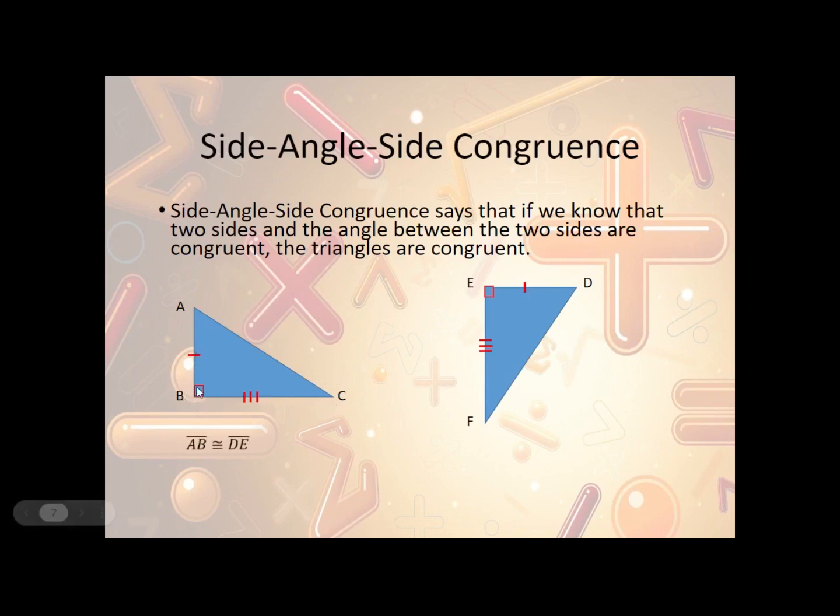So here we know that AB is congruent to DE. And between them, we know that there's an angle here, angle ABC, that's congruent to angle DEF. And then we know that side BC is congruent to side EF.